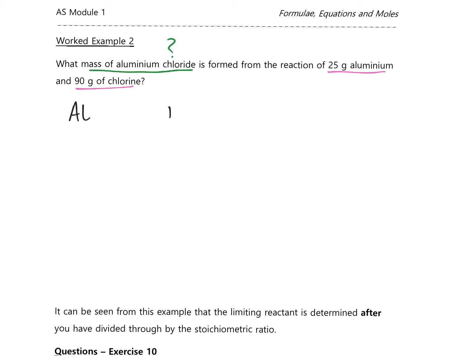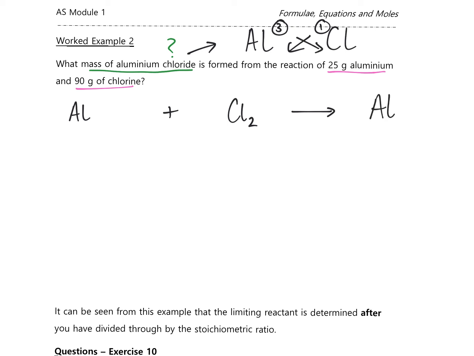So aluminium is just Al, chlorine is Cl2. Aluminium chloride, well, we need to work out its formula. It's going to be Al with a valency of 3, with chlorine with a valency of 1. When we swap and drop that, we get AlCl3. Okay, so we do need to balance this one.